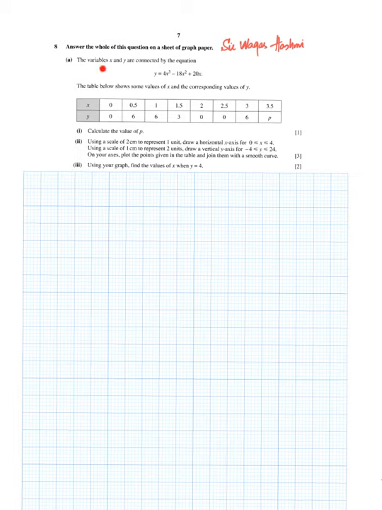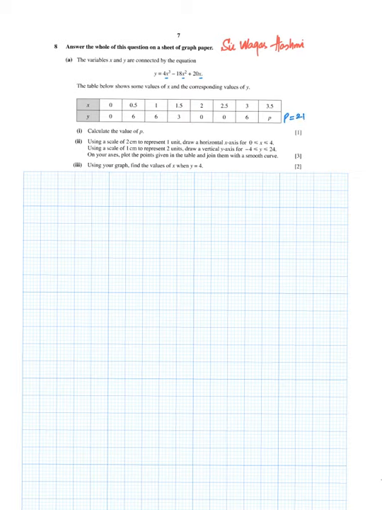Right, it's question number 8 from the graph of functions. It says that the variables x and y are connected by the equation y equals 4x cubed minus 18x squared plus 20x, right? So in the first part, you need to find the value when x is 3.5. So just place the value of x as 3.5 in that equation, and you will get the value of p, and that is equal to 21.